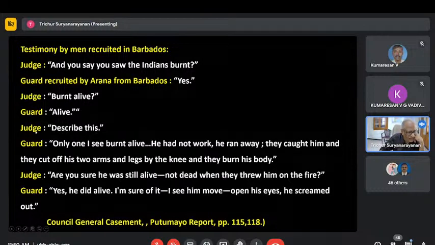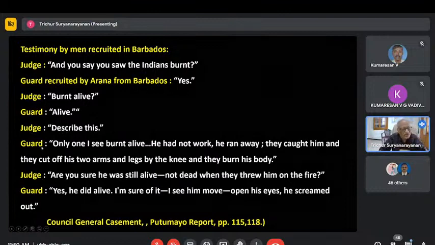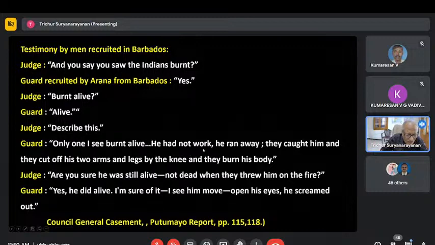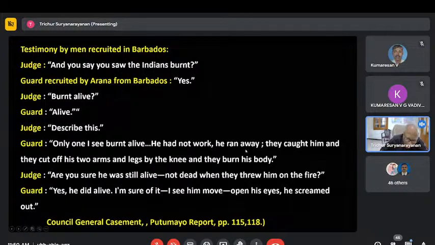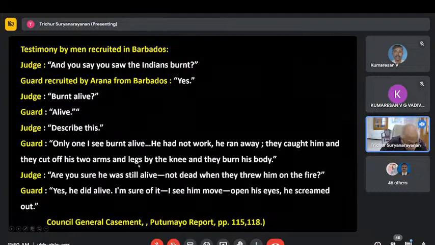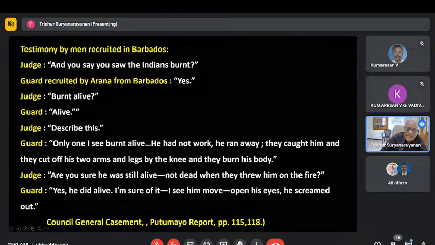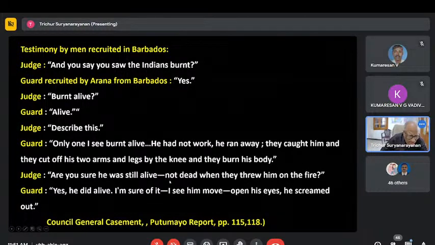Guard says yes, alive. Describe this. Then the guard says, only one I see burnt alive. He had not worked. So he did not work, he ran away. So they caught him and they cut off his 2 arms and legs by the knee, and they burnt his body. The judge asked, are you sure he was still alive after cutting the leg and all that? He was not dead when they threw him on the fire? The guard says, yes, he was alive. I am sure of it. I saw him move, open his eyes, and he screamed out.